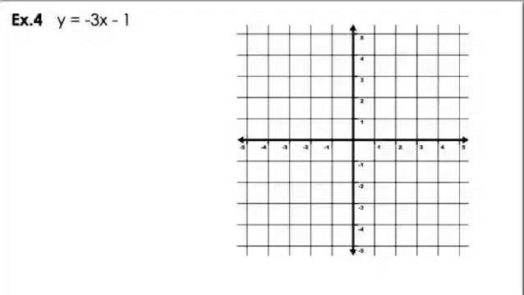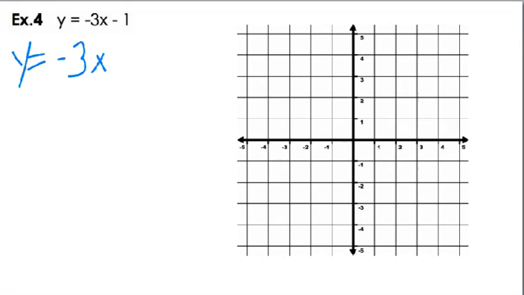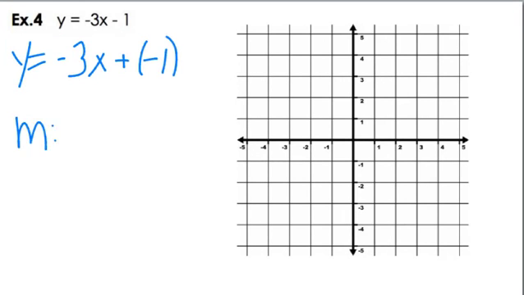Next one, y equals -3x minus 1. I'm going to go ahead and add the opposite. Y equals -3x plus -1. My slope is -3. My y-intercept is -1.